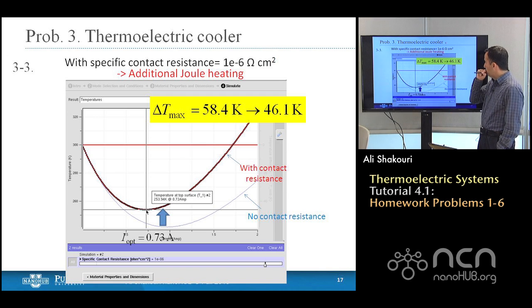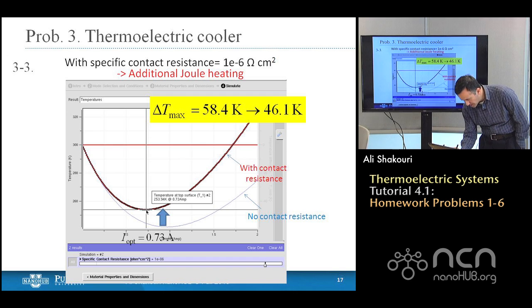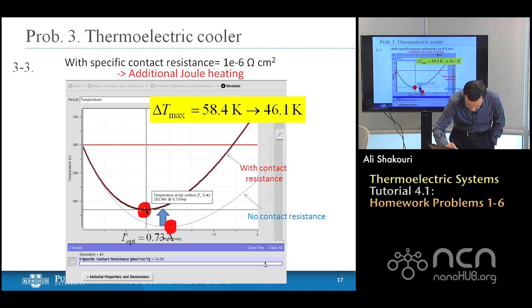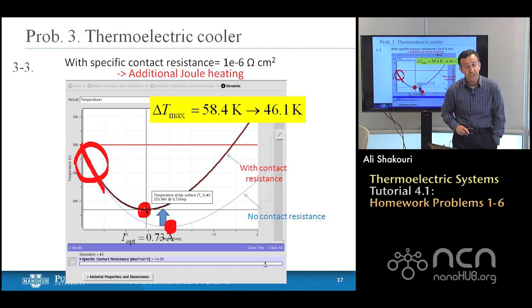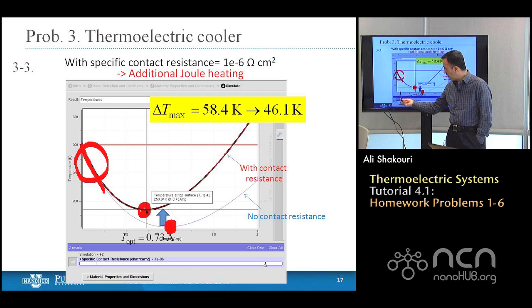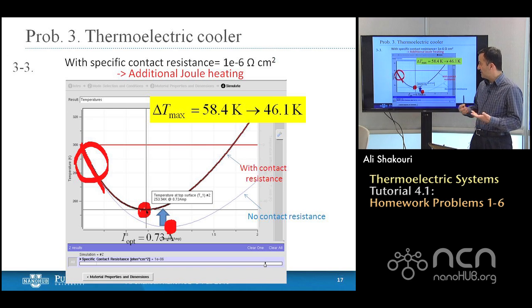When you add contact resistance, the result makes sense, the cooling is reduced, but by looking at it, you can already learn even more. So you see the cooling is reduced from about 58 degrees to about 46 degrees. But what is interesting is the slope at the beginning of the curve has not changed. Why? Because when you change contact resistance, you affect Joule heating, which is I square. At very small current, the linear term, which is proportional to the Seebeck coefficient, has no change. And that's a good indication that the simulation is right.